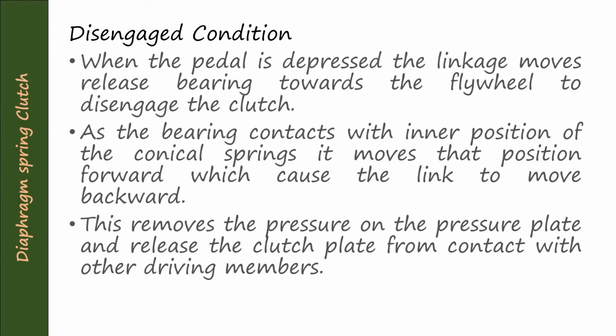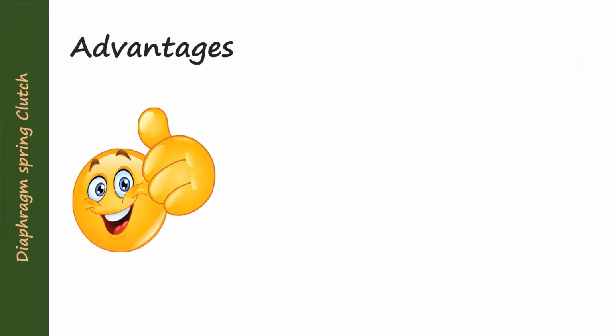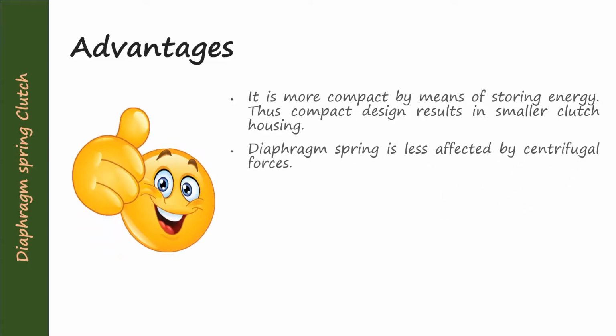Now we are going to see the advantages of the diaphragm spring clutch. What are the advantages? First point is, it is more compact by means of storing energy. Thus, the compact design results in a smaller clutch housing. Number two, the diaphragm spring is less affected by centrifugal forces. You have seen the picture, it expands and comes back to the original position. So centrifugal force will not affect this clutch much.